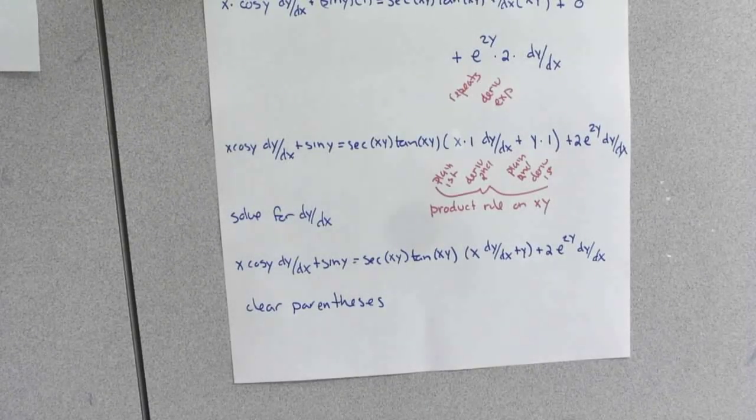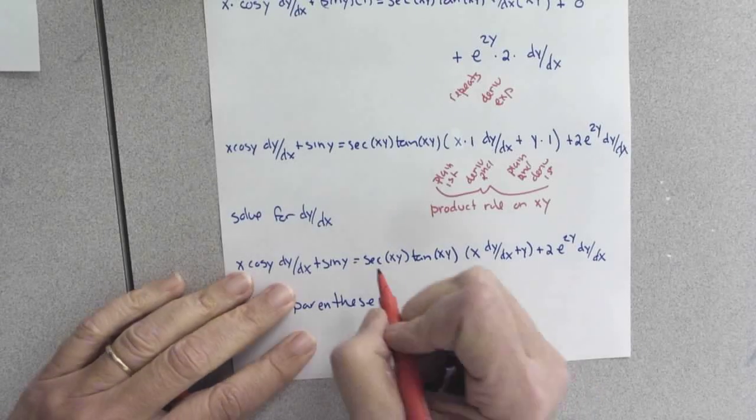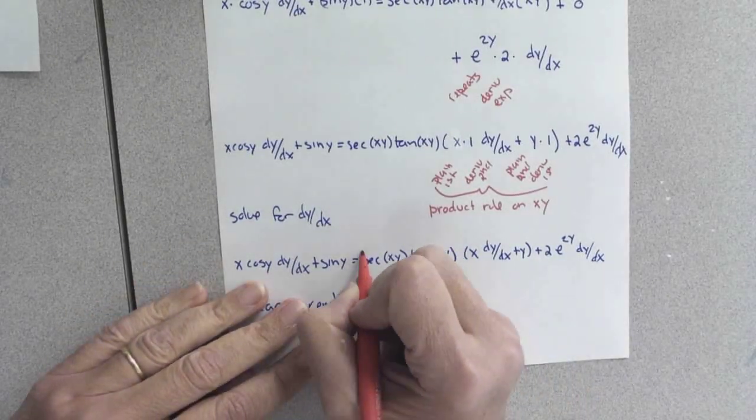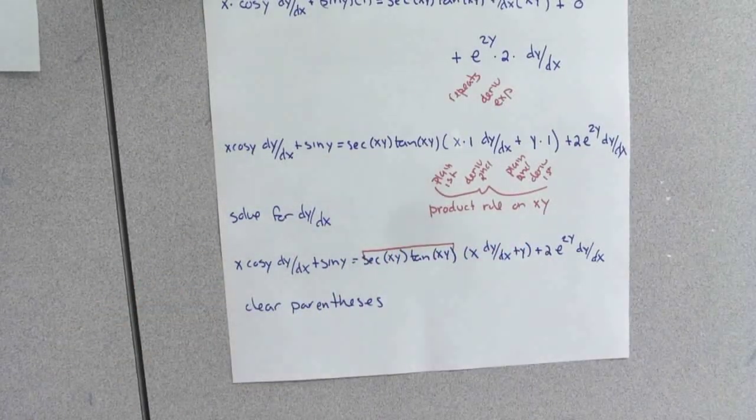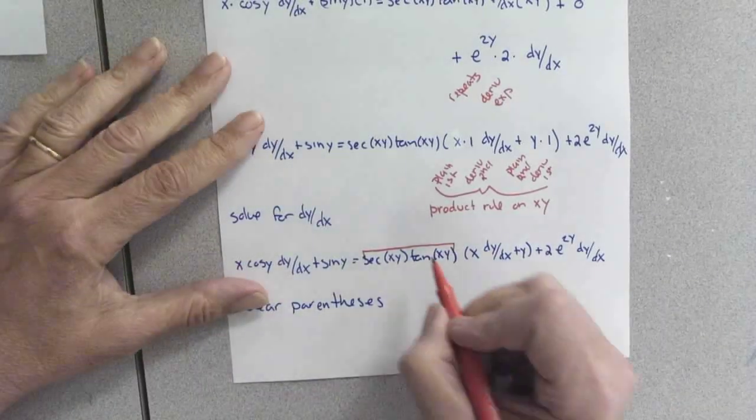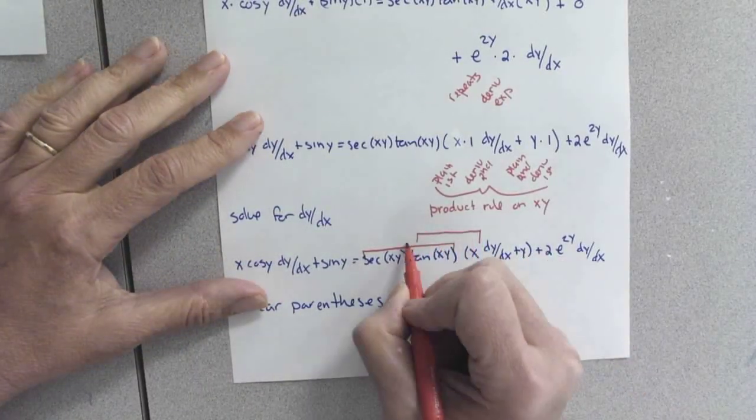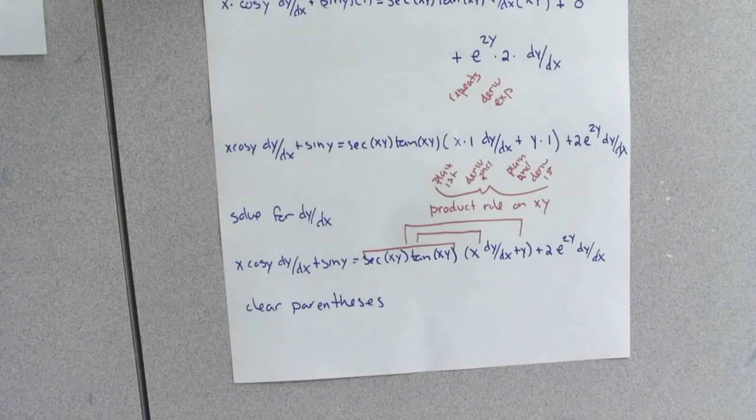Okay, we're working on this problem. We got all the calculus down. Now we're doing the algebra of solving for that dy/dx. And so I'm going to clear my parentheses. I've got some distributing to do. I'm going to take that entire secant xy tangent xy times both those terms in the parentheses.